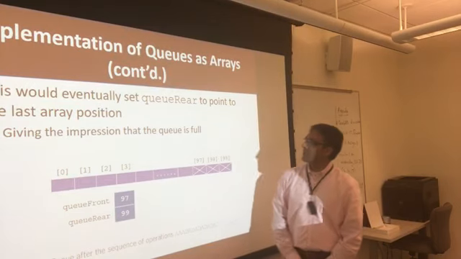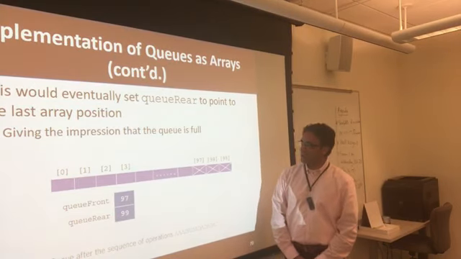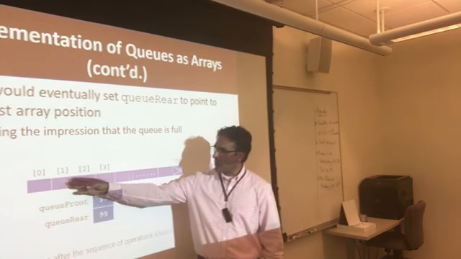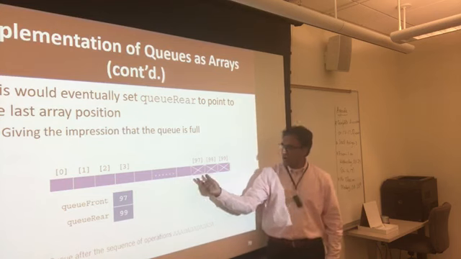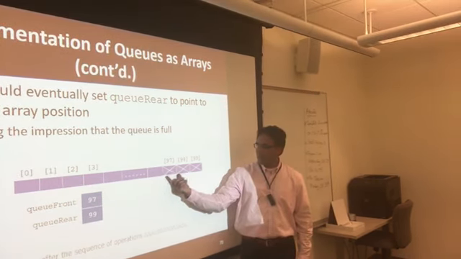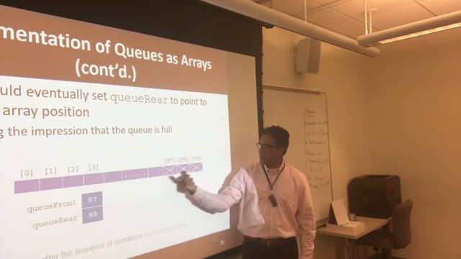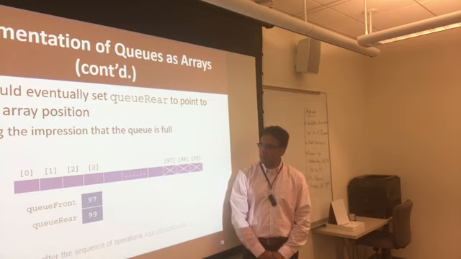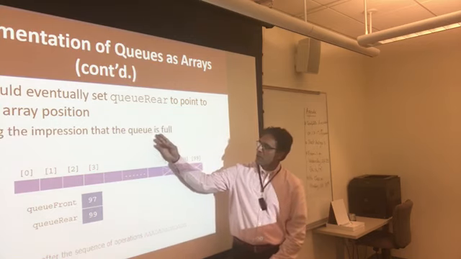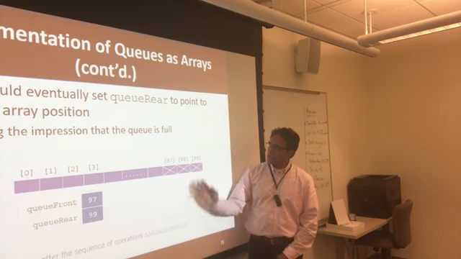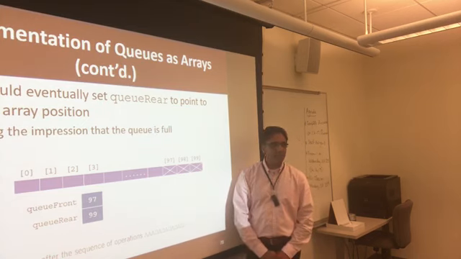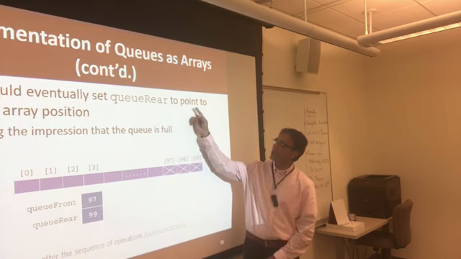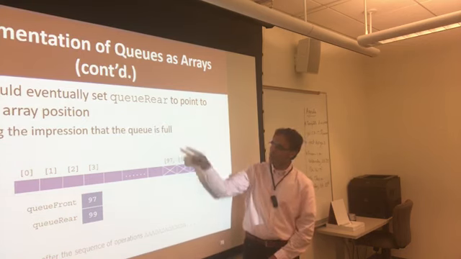So this would eventually set Q rear to point to the last array position. So notice that here, assuming we have processed all of these, now our Q front is pointing here, and Q rear is pointing here. So we have the last 3 elements which need to be processed. So giving the impression that Q is full, what do you think? Is Q full right now? This would eventually set Q rear to point to the last array position, giving you the impression that Q is full.